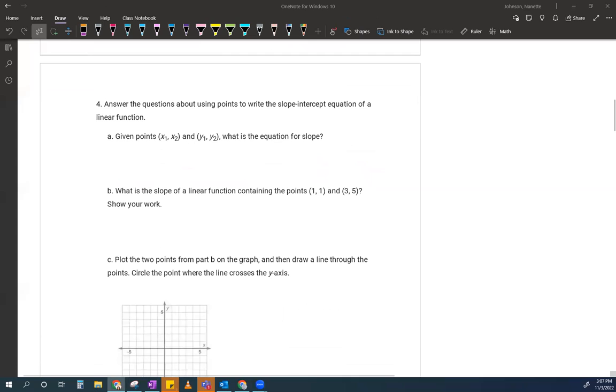Okay, so answer these questions. So this says, given the points, what is the equation of slope? Again, this is a big review. You know this already. m equals y sub 2 minus y sub 1 over x sub 2 minus x sub 1. This is something that you learned in the past before. What is the slope of a linear equation containing these points? Okay, so pause the video really quick and calculate this. You can either graph it and then count, or you can use the equation. Go ahead and do that, and then come right back.